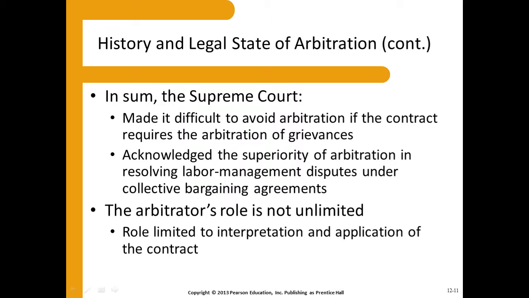And so in summary, the rulings by the Supreme Court on the duty to arbitrate have made it clear that if the parties' labor agreement requires the arbitration of grievances, then it's going to be difficult to avoid arbitration, even where the CBA has expired, a new owner becomes the employer or successor, or the issue is not explicitly discussed in the CBA.